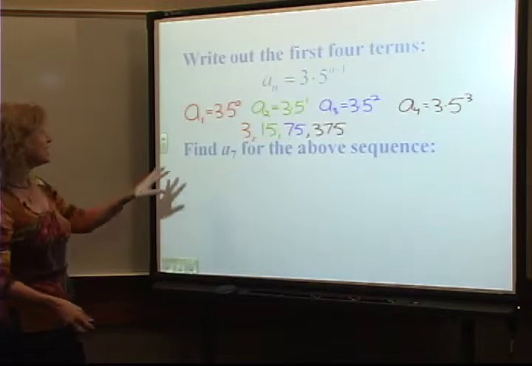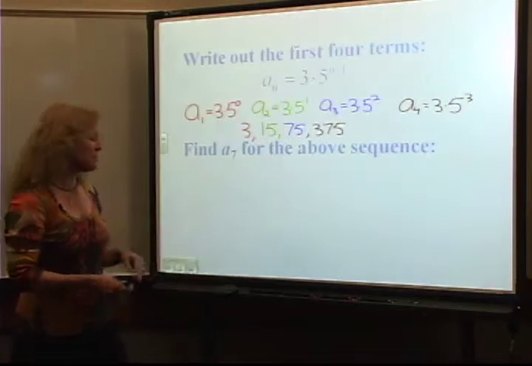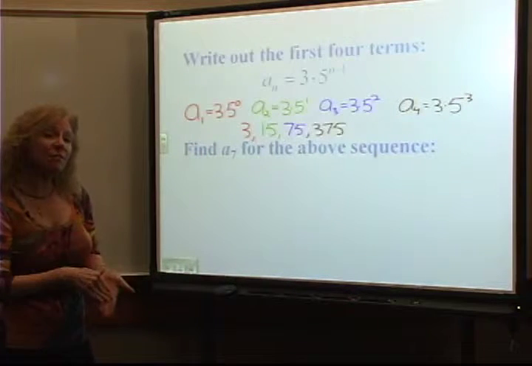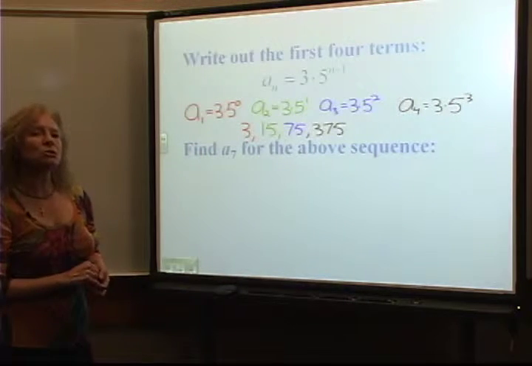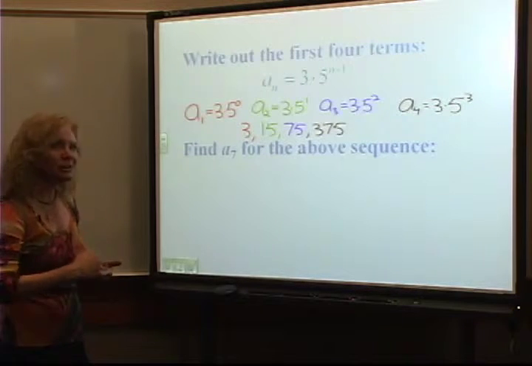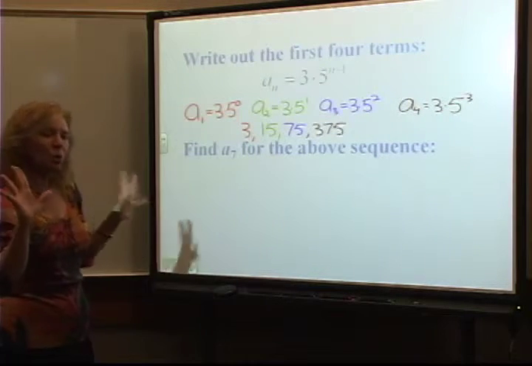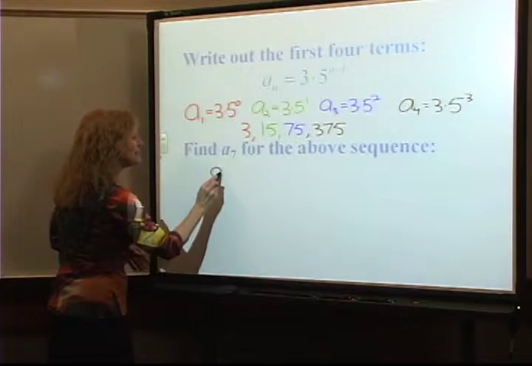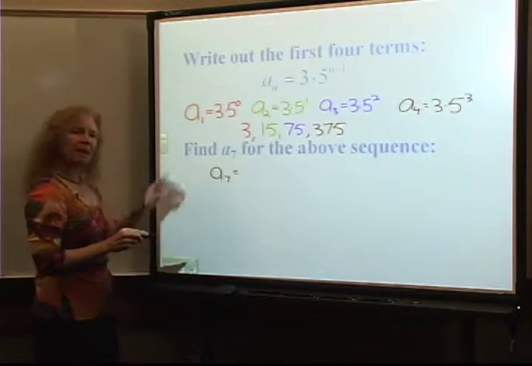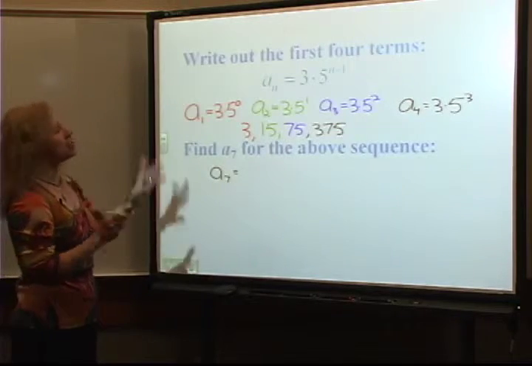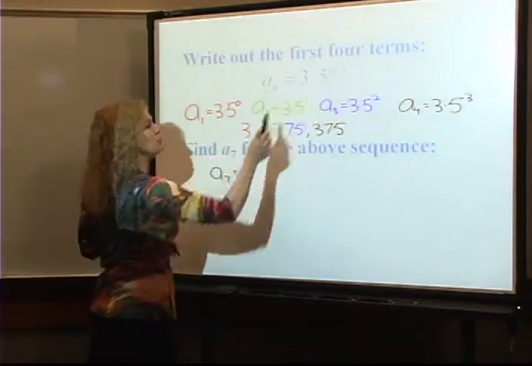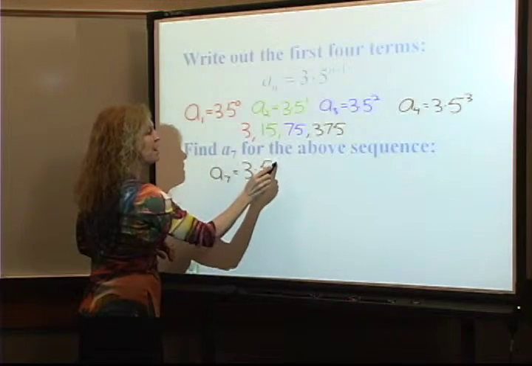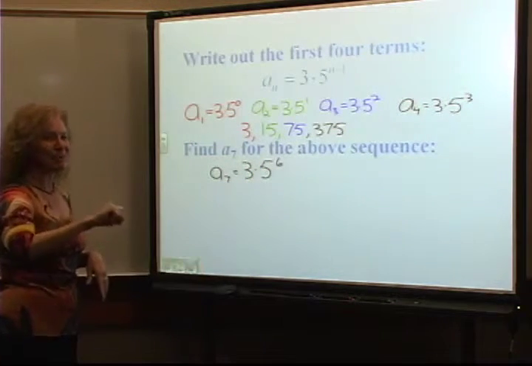Now the question is, can we find a sub 7 for the above sequence? Now we're going to get to the formulas, but I want to get to the formulas by having you use your common sense and go there with me so that it makes total sense what we do to find these things. To find my 7th term, now pay attention to what we've done. Actually, I apologize. All we need to do is put in the 7 here. So we would have 3 times 5 to the 6th. Getting ahead of myself.